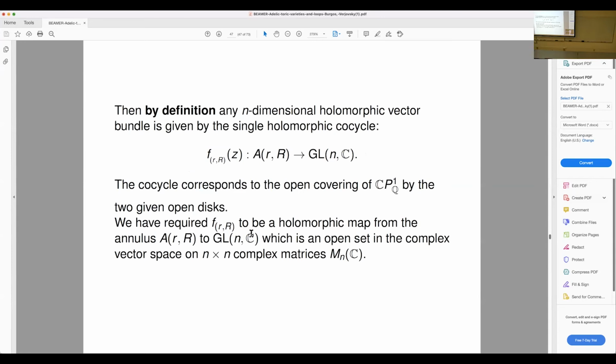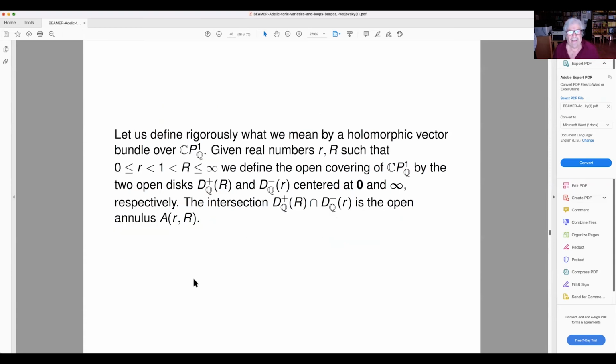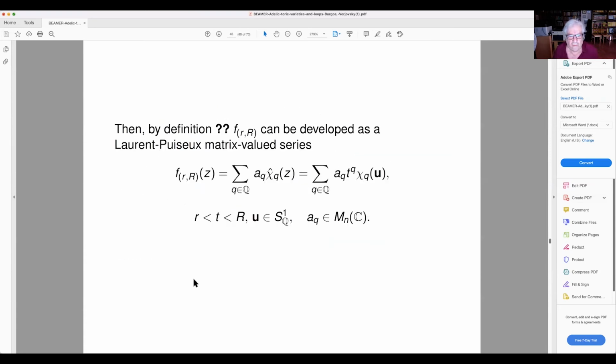Then by definition, an n-dimensional holomorphic vector bundle is given by a single cocycle. And we require them to be holomorphic, because we're leading towards trying to prove the Birkhoff decomposition theorem for this. Grothendieck, started by Birkhoff, proved that every holomorphic n-dimensional bundle over P1 is a direct sum of line bundles, and the order is the only thing. It is independent of the order, and I want to prove that. But now, of course, the line bundles will be indexed by the rationals, not by the integers. So this is the definition of what I mean.